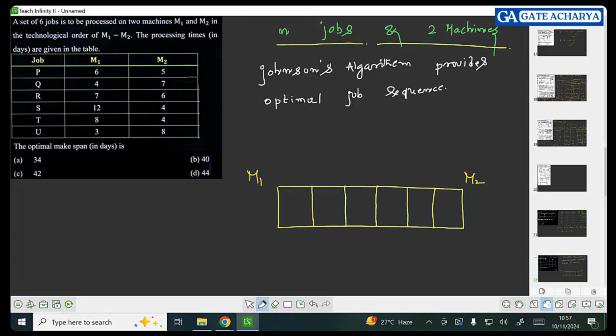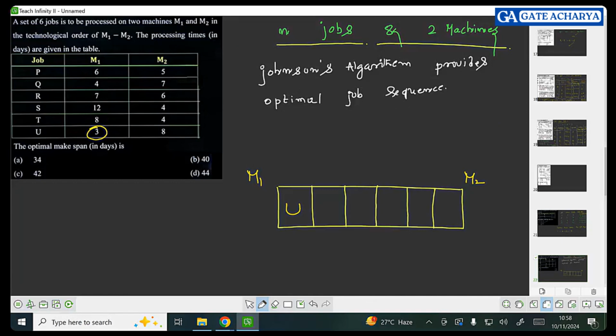And which machine is it? M1 side, and it is a job U. Right now here, whichever has the shortest processing time that you consider, if it is a machine 1 side, then you write it as a U here. Among all these, this one is the shortest, and it is machine 1 side, on job U.